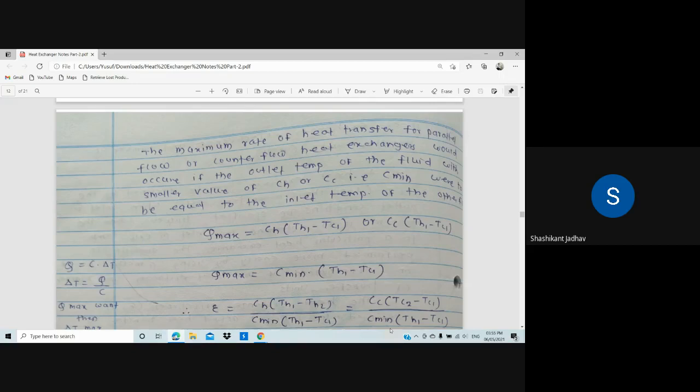Okay, there are 4 temperatures: hot fluid inlet temperature, hot fluid outlet temperature, cold fluid inlet temperature and cold fluid outlet temperature. So in which temperature difference will the maximum heat transfer rate be obtained? Which of these temperature differences will be greater? Can anyone tell me? What is TH1? It is the inlet temperature of the hot fluid. What is TH2? It is the outlet temperature of the hot fluid. TC1 is the inlet temperature of the cold fluid and TC2 is the outlet temperature of the cold fluid.